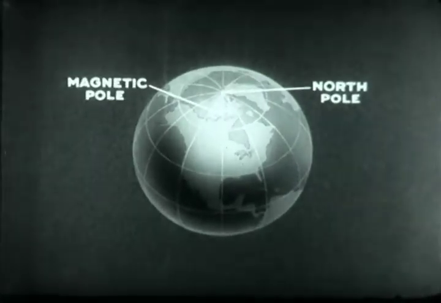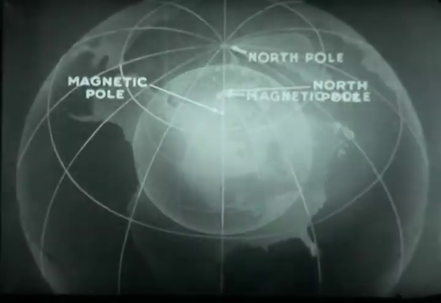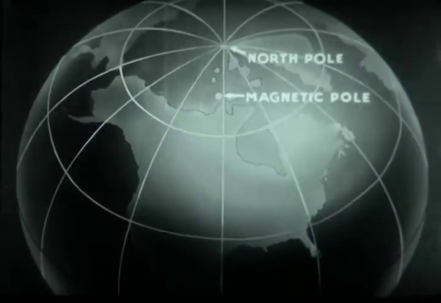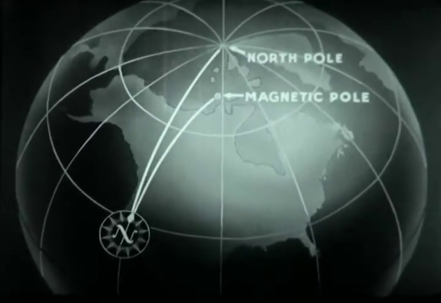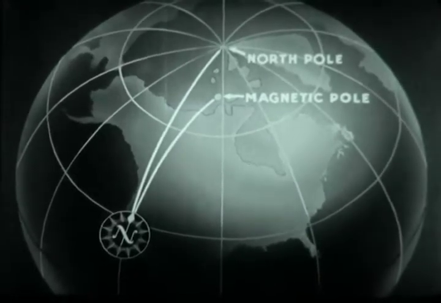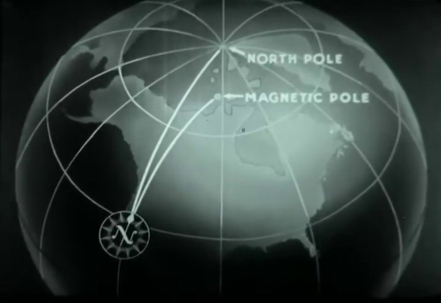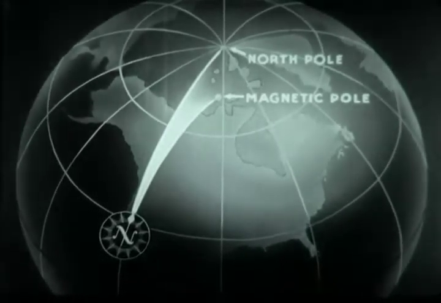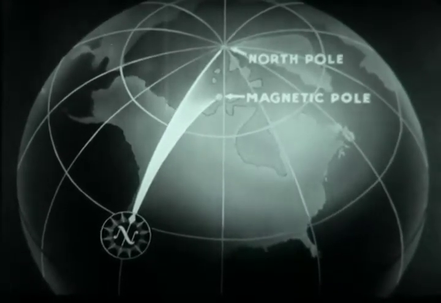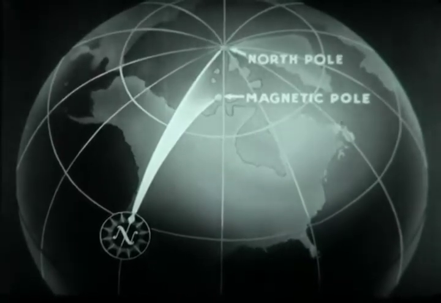Instead of pointing to the North Pole, the compass needle points to another pole, located at a considerable distance from true north, called the North Magnetic Pole. This creates an angle between the meridian and the compass needle. Being a variation from actual or true north, this angle is known as compass variation and is expressed in degrees east or west.